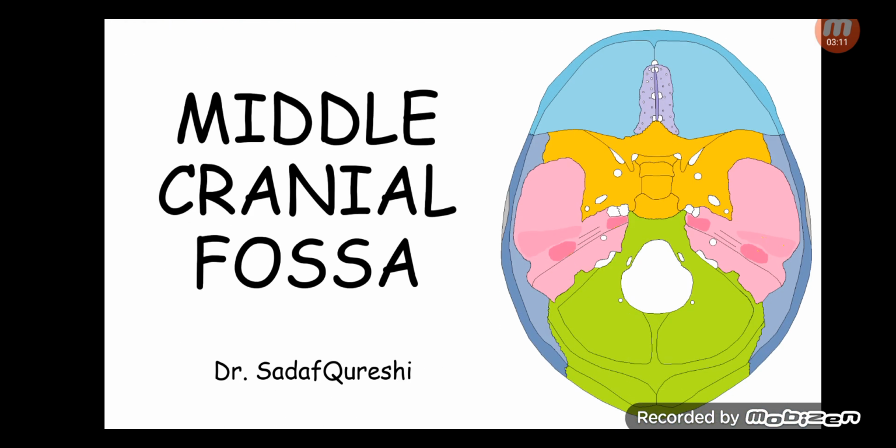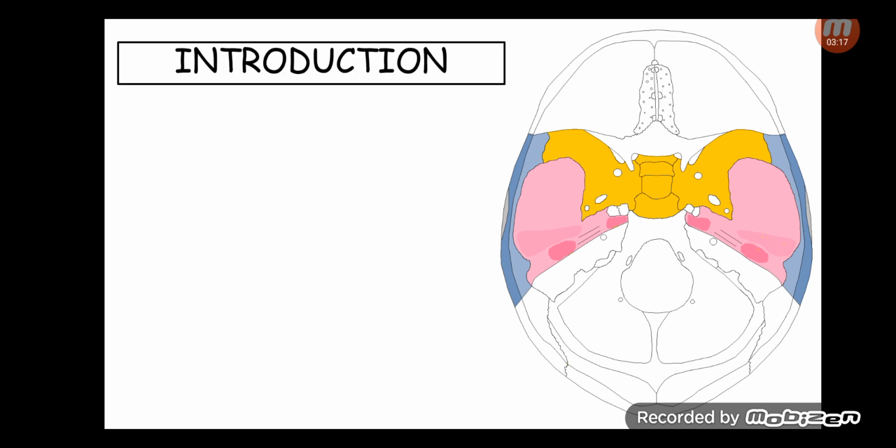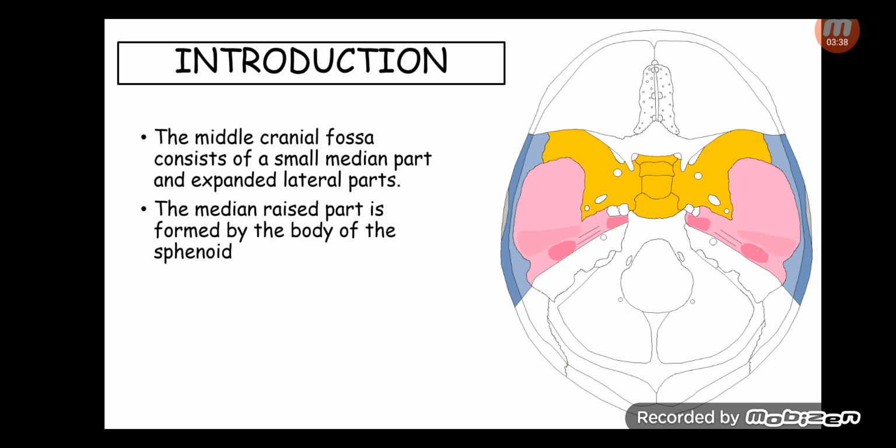Now we will talk about middle cranial fossa or middle cranial cavity. This part in the cranial cavity, the colored part, is middle cranial fossa. It is separated from anterior cranial fossa by the lesser wing of sphenoid and posterior cranial fossa by petrous part of temporal bone. The middle cranial fossa consists of small median part, as you can see in the diagram, and expanded lateral part, and that's the reason it is called a butterfly-shaped structure or area.